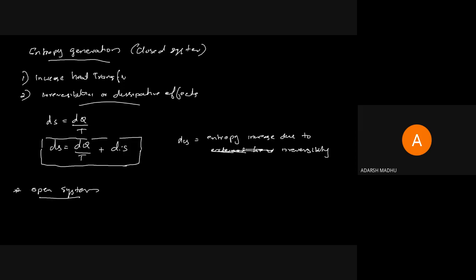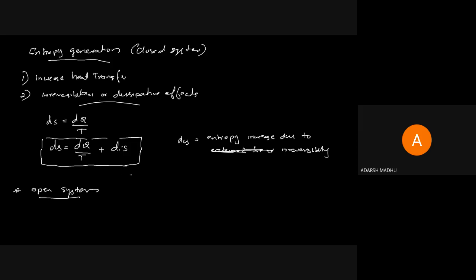In an open system, there occurs a mass transfer also. In a closed system, only heat transfer, only energy transfer, takes place. But in the case of an open system, there is a transfer of heat and mass also. So here also, entropy generation in a closed system is simply dS equals dQ by T plus d_iS, and d_iS is known as the entropy increase due to irreversibility.